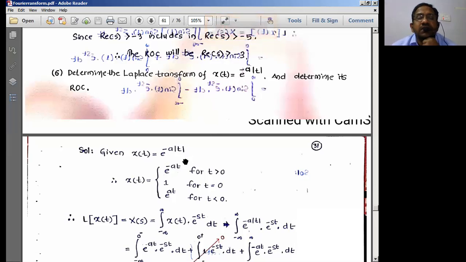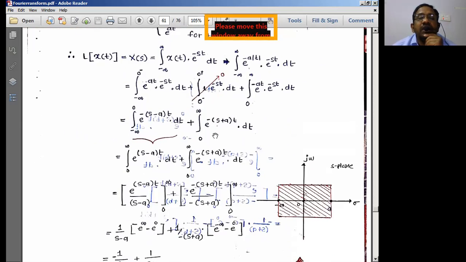So x of t is given as e power minus a mod t. Mod t means what? t is going to take positive as well as negative values. For t greater than 0, t is definitely going to take positive values. That means the limits for t extend between 0 to infinity. So t is going to take positive values, and the expression we can write is the exponential e power minus a t. If t is equal to 0, it will be 1. If t is less than 0, t is extending from 0 to minus infinity. So the value will be minus t. Therefore minus into minus becomes plus, e power plus a t. We can simply write it over here.